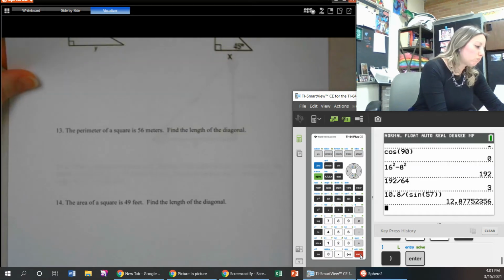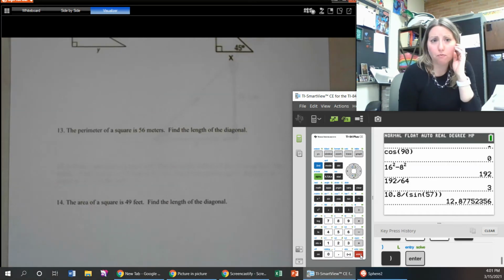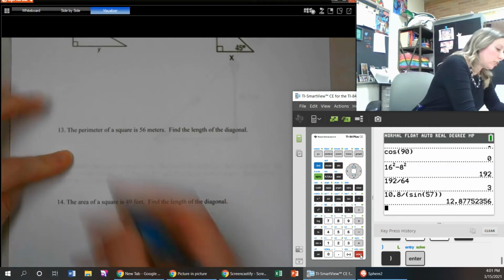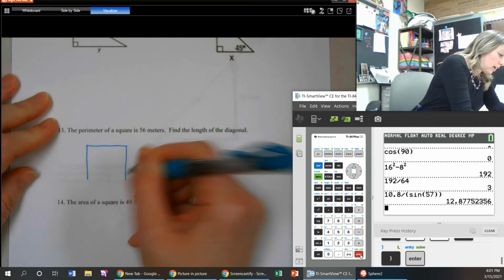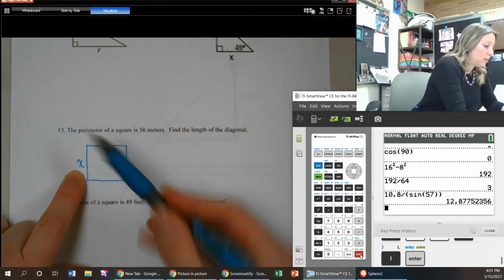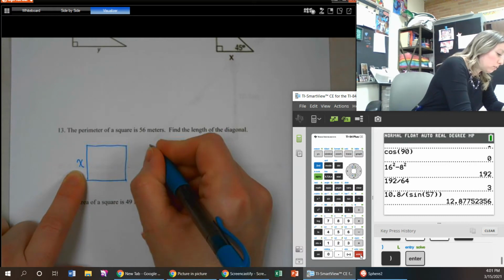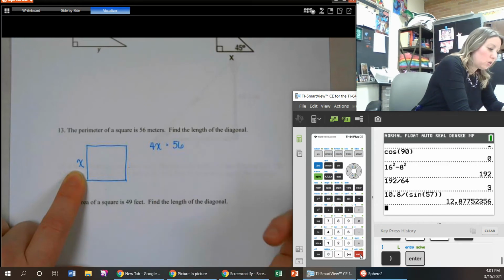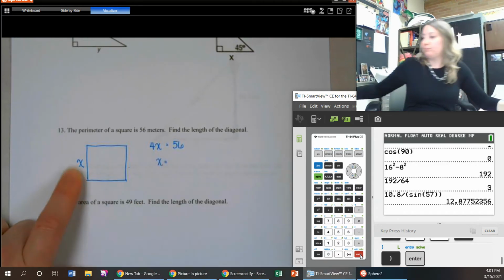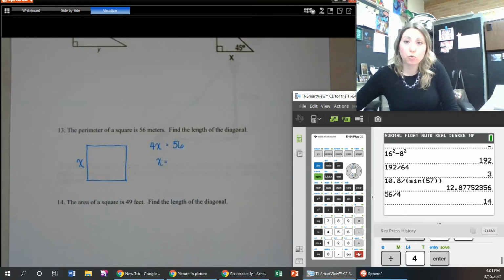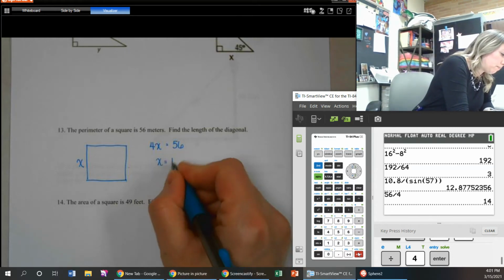So when we get to the word problem section of your Google form, right, the perimeter of a square is 56 meters. Find the length of the diagonal. So perimeter of a square means that all these sides are the same length, right? So there are 4 of them. X times 4, 4x, is our perimeter. So we know that that's 56 meters. So if you divide both sides by 4, right, 56 divided by 4 gives us 14. So that means x equals 14, right?